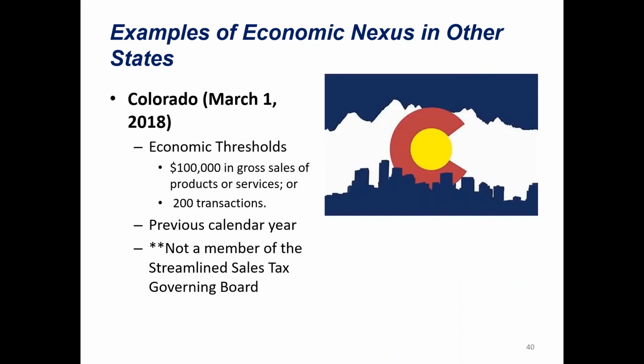Colorado had, this is actually a typo, it's not March 1st, 2018, it's March 1st, 2019. They originally had a date of December 1st, 2018 to create their economic threshold standard, but they made an announcement that they're pushing it back to March 1st of 2019. Again, $100,000 or 200 transactions based on the previous calendar year, and Colorado is not a streamlined state.